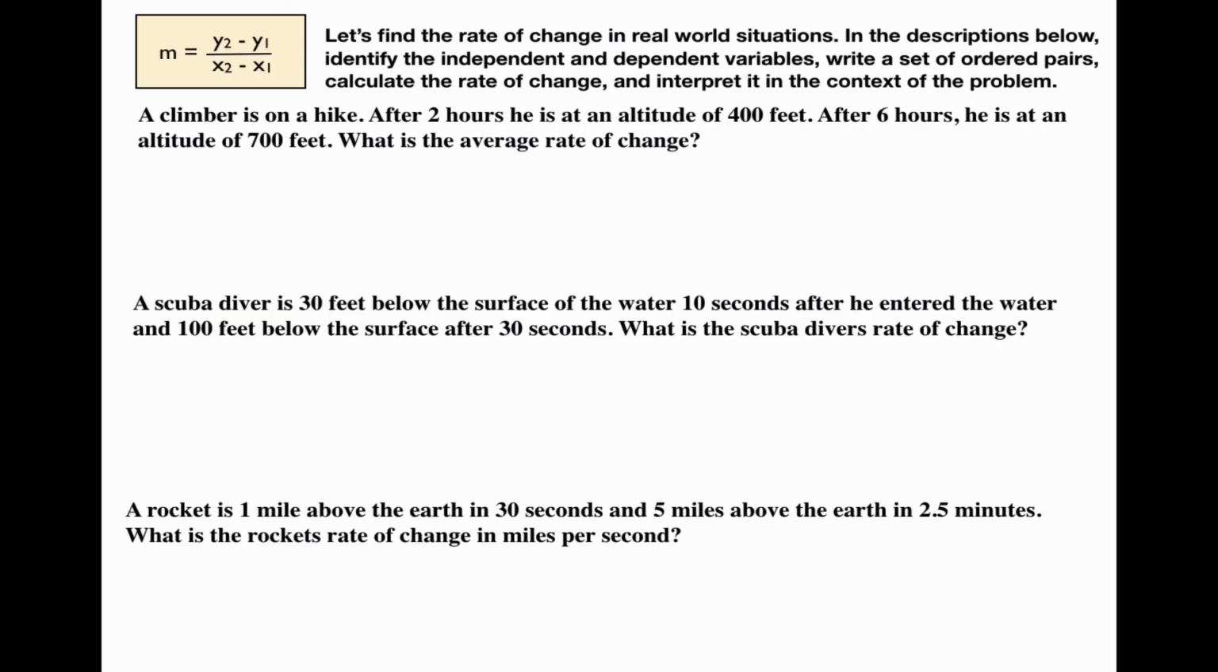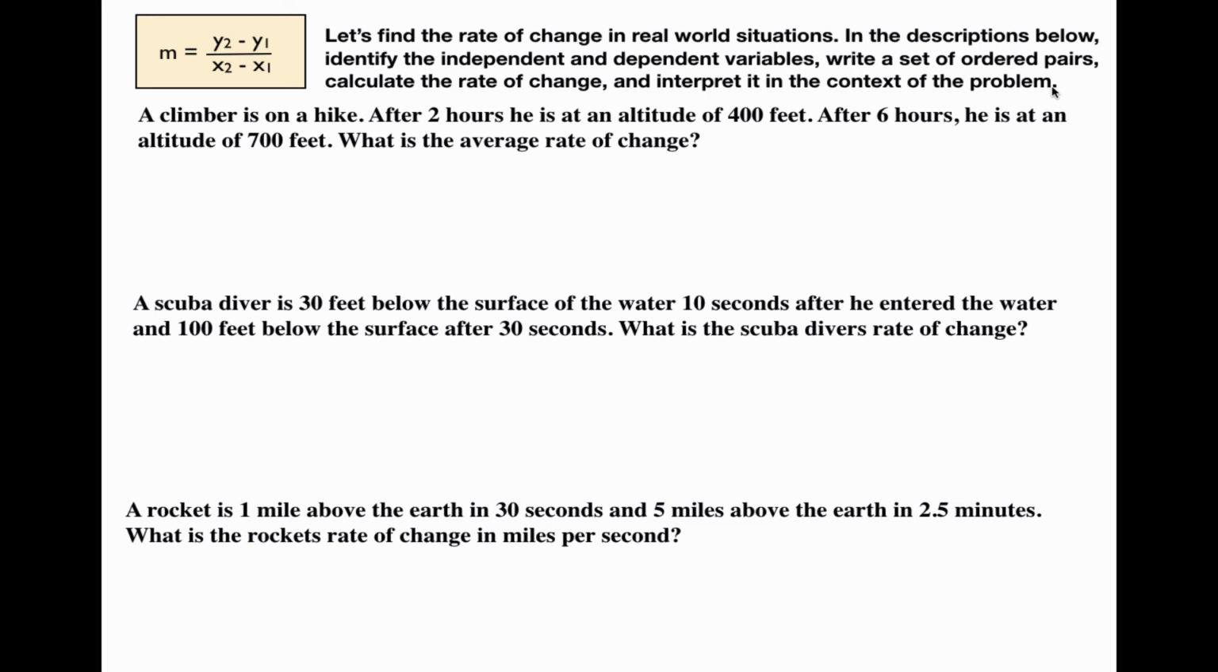So let's do some practice with this. What I'd like you to do is find the rate of change in some real-world situations. In the descriptions below, identify the independent and dependent variables, write a set of ordered pairs, calculate the rate of change, and interpret it in the context of the problem. So basically, if you calculate your rate of change and it's like 3/4, what does that mean? 3/4 what? What's changing by 3? What's changing by 4? That's interpreting it in the context of the problem. So pause the video, write down your answers, and we'll see how you do.